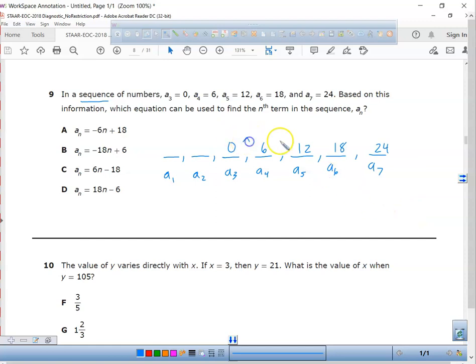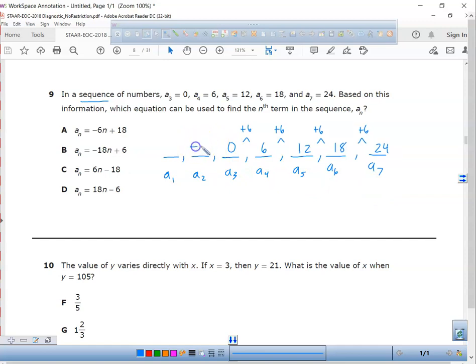What's the gap? What's going up every single time? +6. So just put, hey, these are all going up by 6. That's kind of giving you proof of what's happening in the problem. It's going up 6 every single time. So what would go right here? What do you guys think?